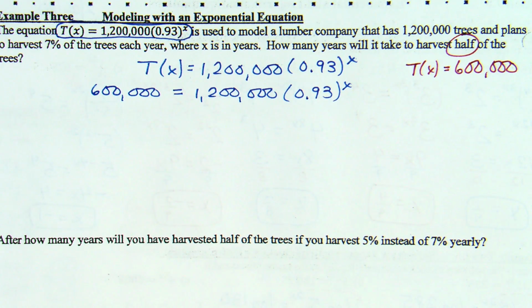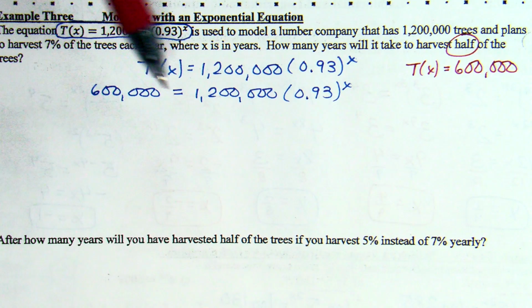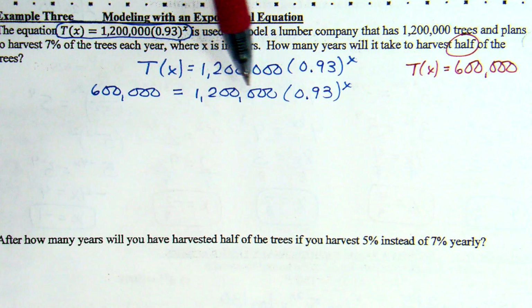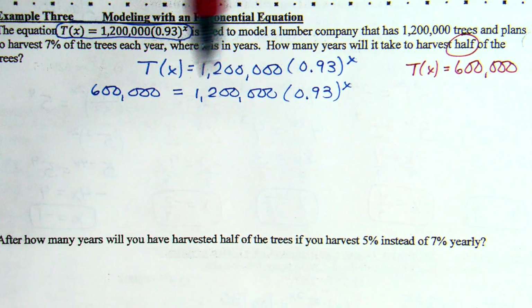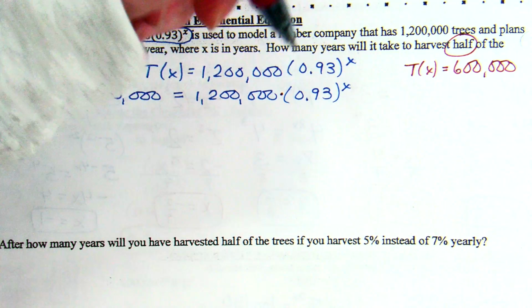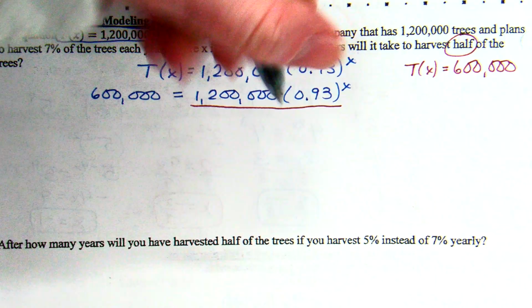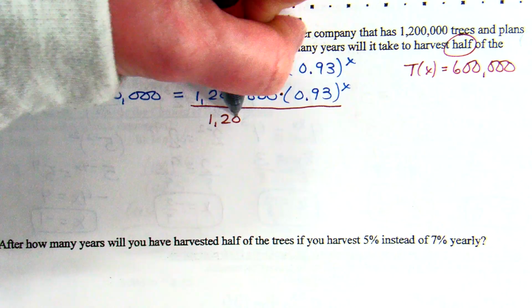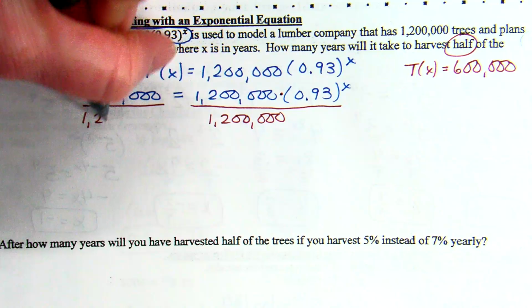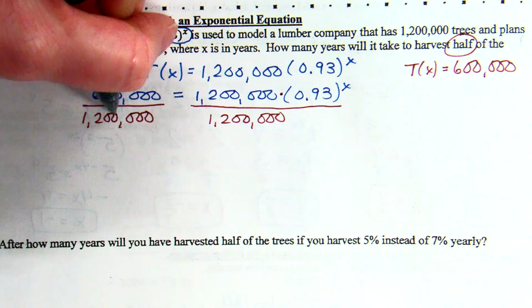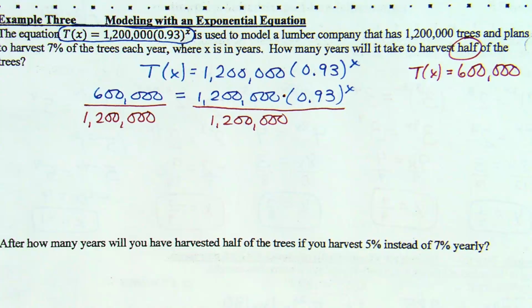What do I have to move? Okay, so this 1,200,000 number, we have to get it away from 0.93x. If it's 1,200,000 times 0.93x, how do I move it? We divide by it. So I'm going to divide by 1,200,000. If I divide the left that way, we're going to divide the right by 1,200,000.